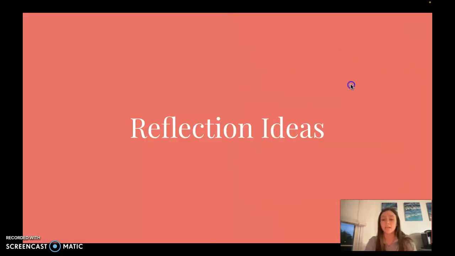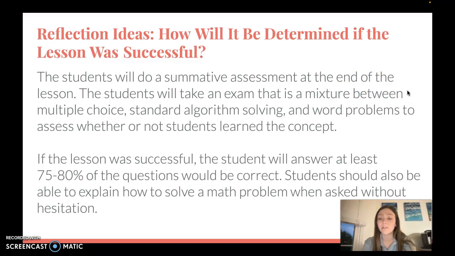And so my final reflection ideas from this. To determine if the lesson was successful, I believe that the students' summative assessment will be a big teller of that. If they score around 75 to 80% of the questions right, I would say that the lesson was successful. So the exam, like I said, should have a mixture of multiple choice, standard algorithm, and word problems to assess student learning. And I believe that if it was successful, students will get at least 3/4 of this assessment right. They should also be able to explain a math problem without hesitation, or really without any prompts or cues. Maybe one every now and then is okay.